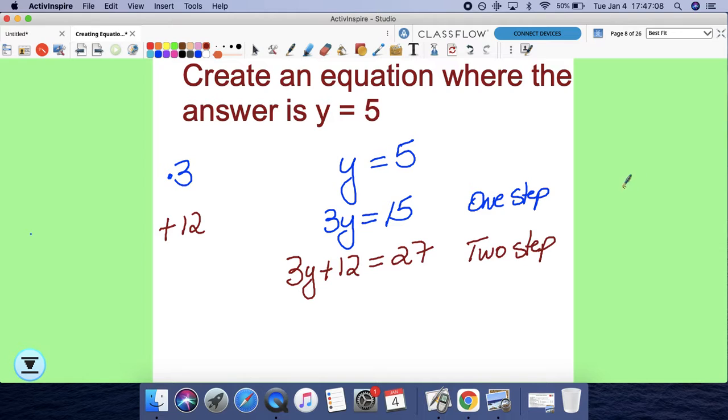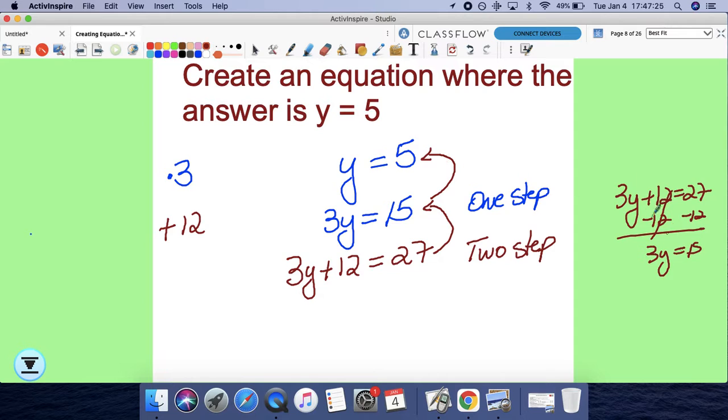Right? So again, I'm not going to solve it, but maybe I should. 3y plus 12 equals 27. What would be the first step here? We would subtract 12 on both sides, and we get 3y equals 15. And notice that this will eventually become that. Again, I don't want to solve it because I just did. So I just created two equations, and I know the answer to both because they're both equal to y equals 5. So I already have my answer sheet at the same time.